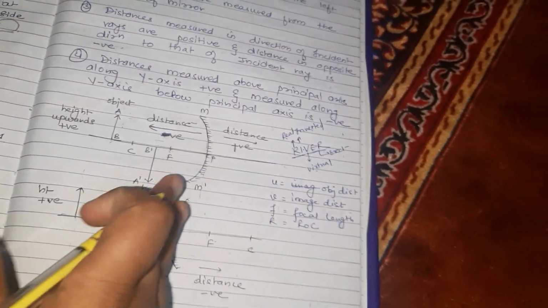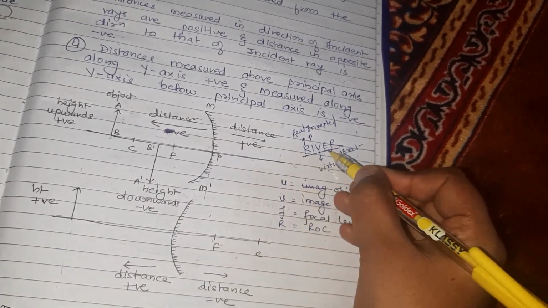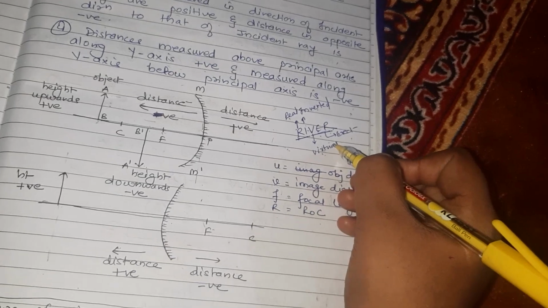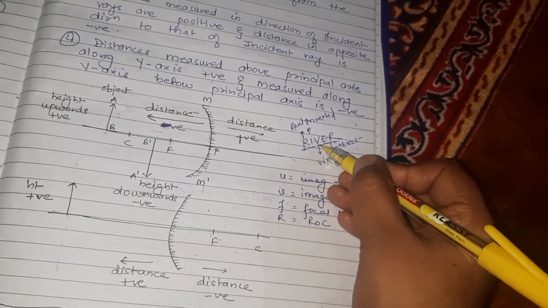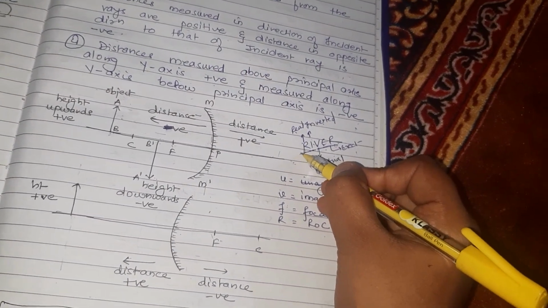Remember that if the image is formed in front of the mirror, it is always a real image, and if it is formed behind the mirror, then it is always a virtual image. So VER is at the end, whereas RI is in the beginning.